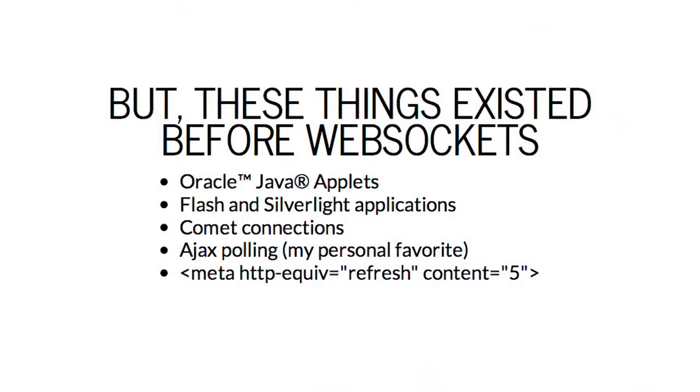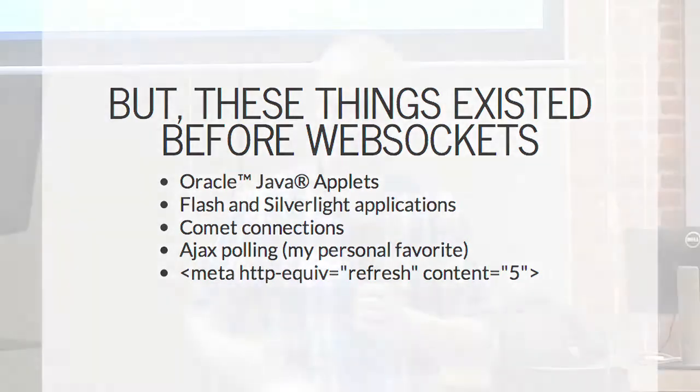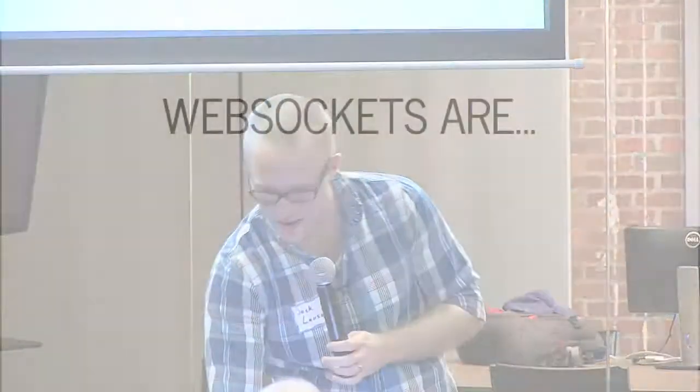We have comet connections, which are a kind of persistent HTTP connection, and they're really heavy on the server. And we have these other methods like Ajax polling and meta tag refreshes, which are nasty messes, and those are things that we had before WebSockets.